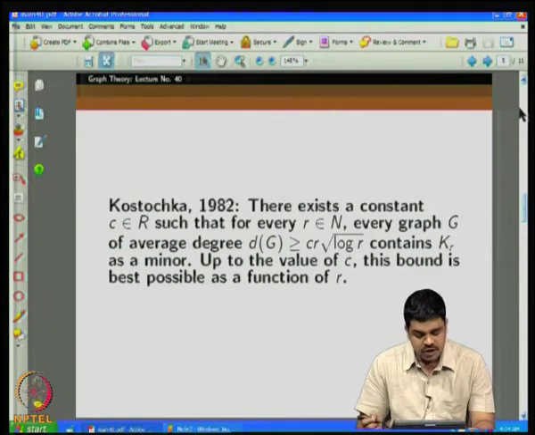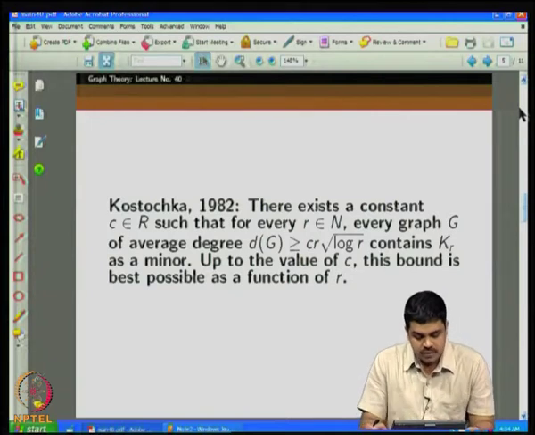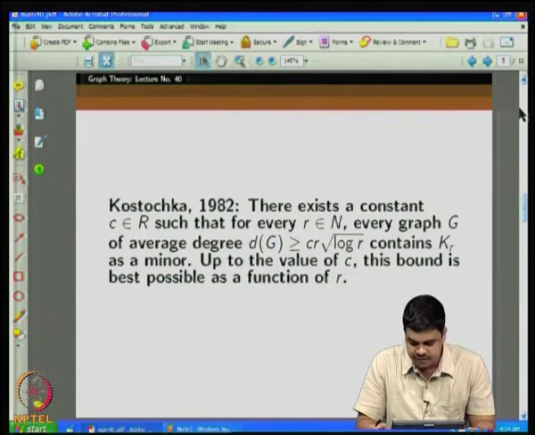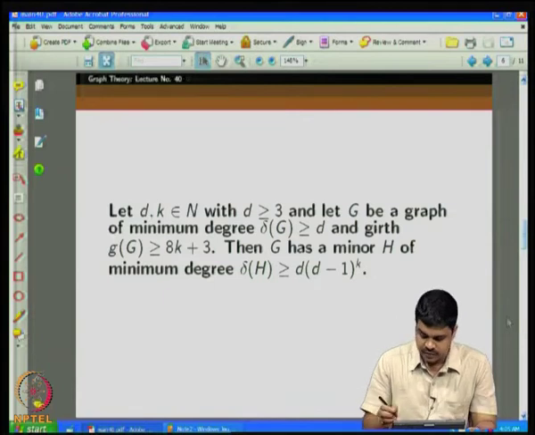Now, we are not giving the proofs of this result, neither the proof of the earlier result, because they are more complicated, but to get a taste of this kind of results, we will look at one result, the proof of which is given by Diestel, to show that if the girth of the graph is high, then we can expect some dense minors in the graph.